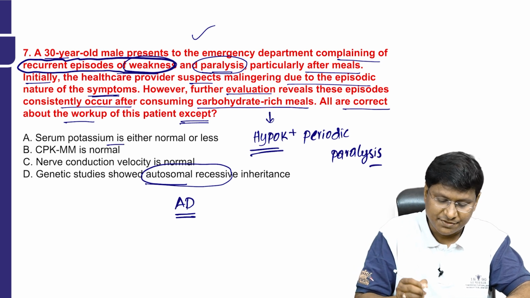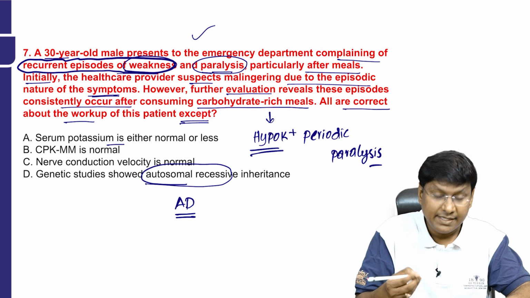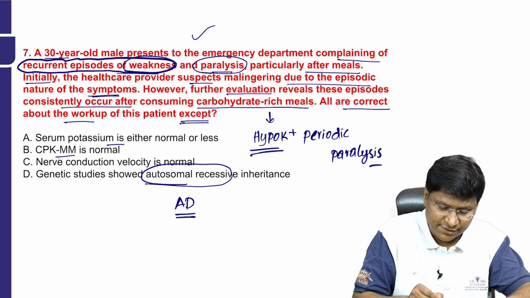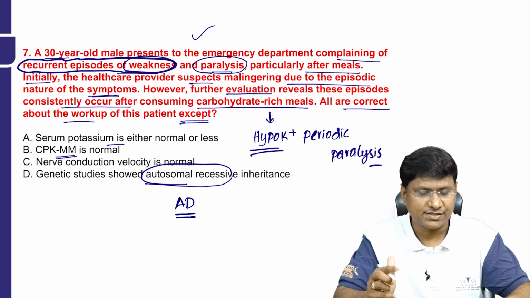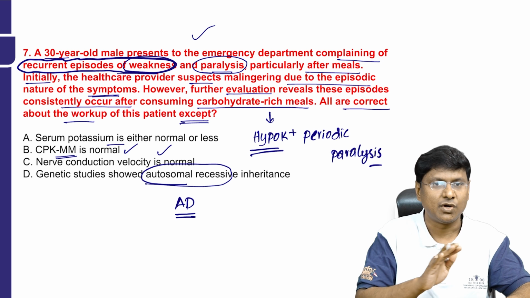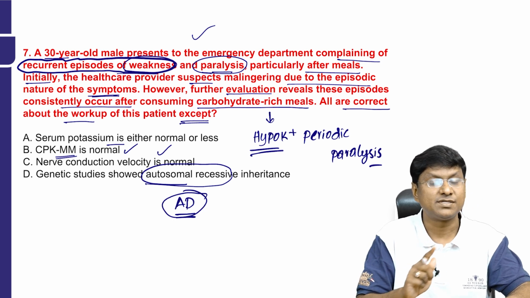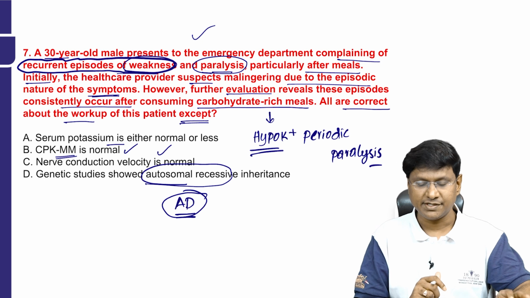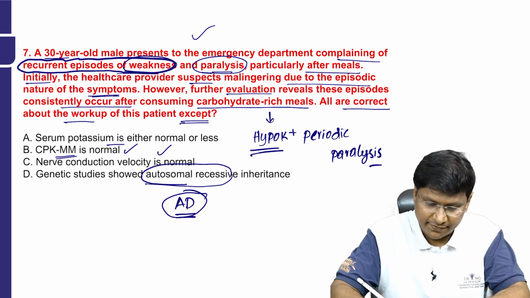Whereas serum potassium levels is either normal or low, yes, that can happen in patients with hypokalemic periodic paralysis. The CPK-MM levels are normal and nerve conduction velocities are also normal. And genetic studies show autosomal dominant inheritance, but not autosomal recessive inheritance, in hypokalemic periodic paralysis. Alright, so this is about a question on channelopathy.